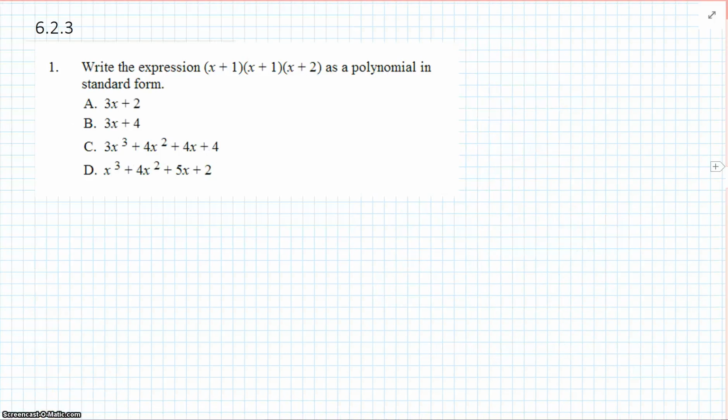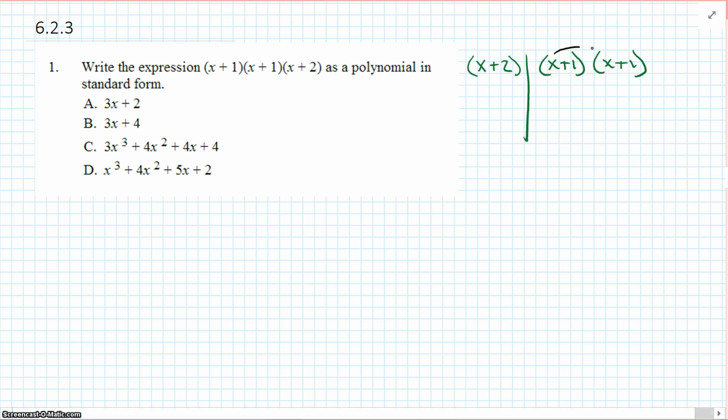So write an expression of x plus 1, x plus 1, and x plus 2 as a polynomial. Okay? So first thing I'm going to do is I'm going to rewrite it. X plus 2, and again, you can do it either way you want, x plus 1, x plus 1. If you remember the shortcut, you could go ahead and write this since it's a plus b squared. But if you don't remember it, it's no big deal. Just go ahead and FOIL it.